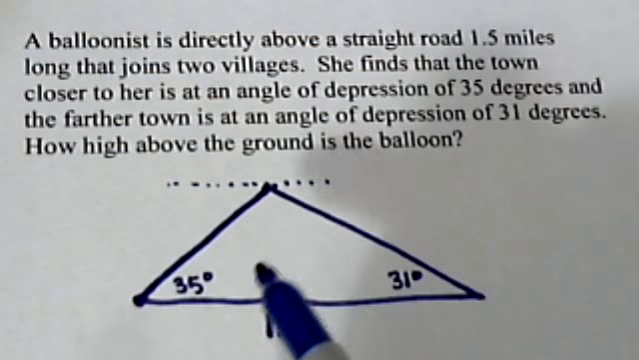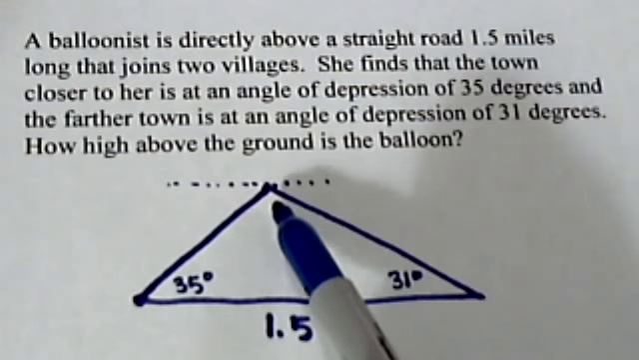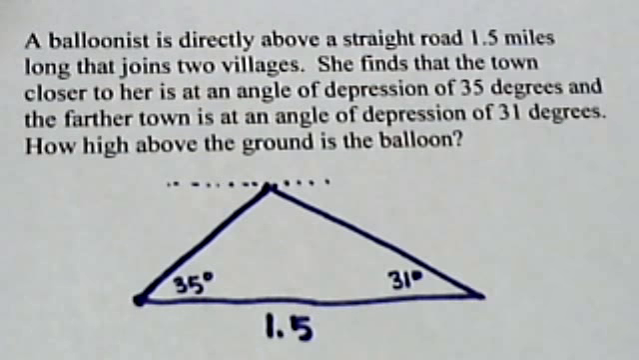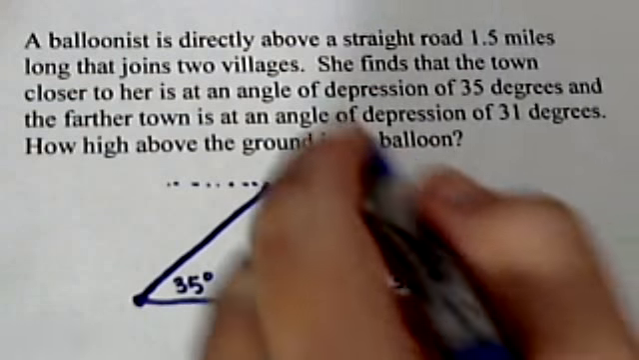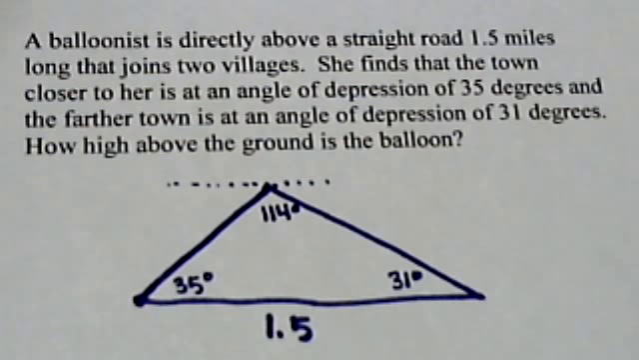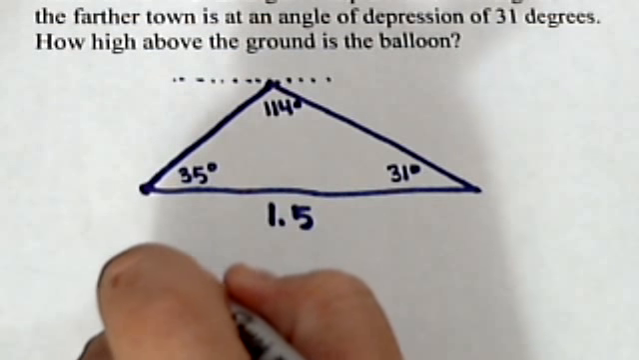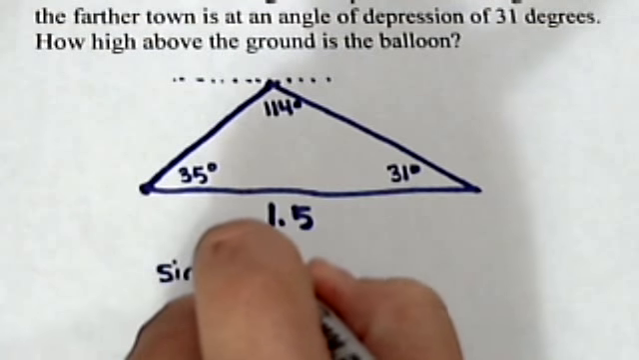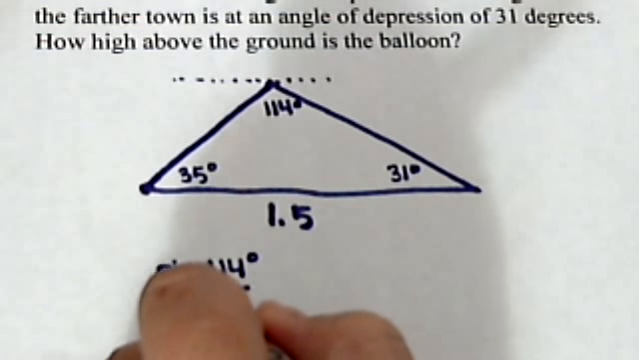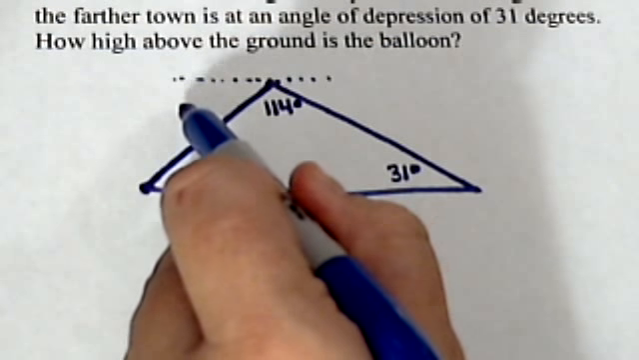Okay. Now, to use the law of sines, we need a pair, an angle side pair. Well, we don't have that right now, but we can figure out this angle because we know the three angles on the inside have to equal 180. So if we subtract the 35 and the 31, we see that this has to be a 114 degree angle. So that means, using the law of sines, sine of 114 over 1.5 equals, let's do this pair, 31, and let's find this side here.